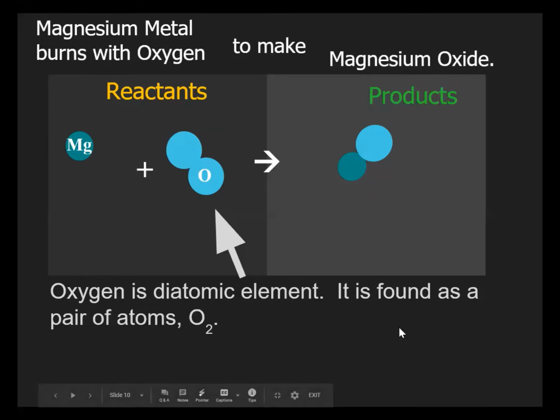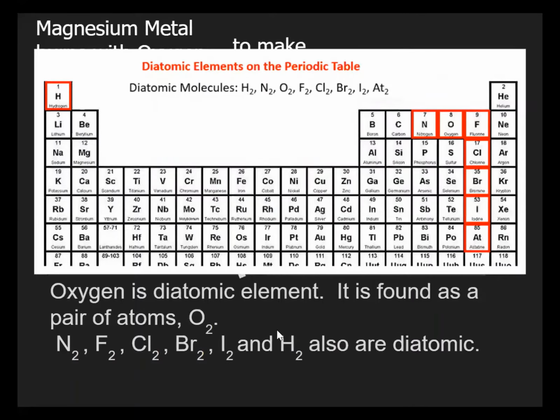And let's look at some of the other ones that are found like that. Notice that we've got nitrogen, oxygen, fluorine, chlorine, bromine, iodine, and astatine. And way over here is hydrogen. These are all diatomic elements. They're all found as pairs of atoms when they're found in their element form. When they're just an element all by themselves, they pair up. And we're going to see a lot of these pairs in our formulas, so I need you to be able to remember which ones these are.